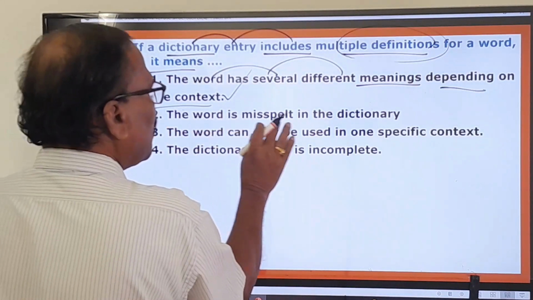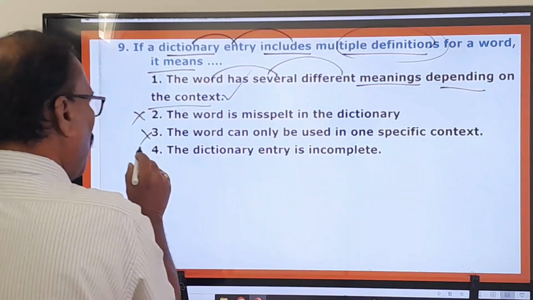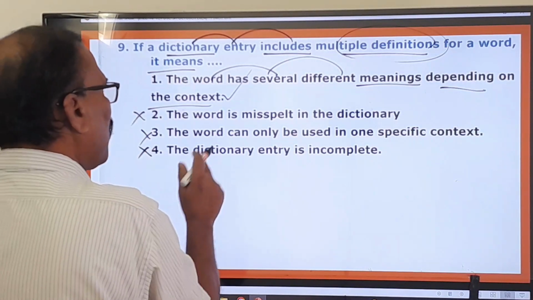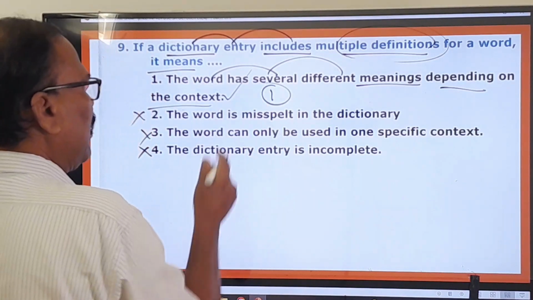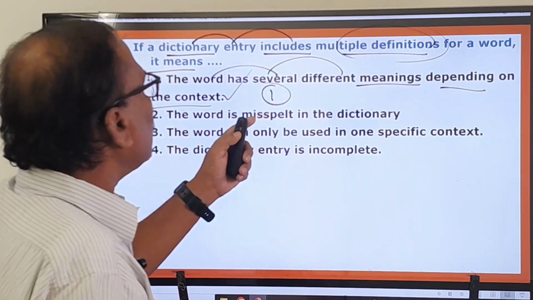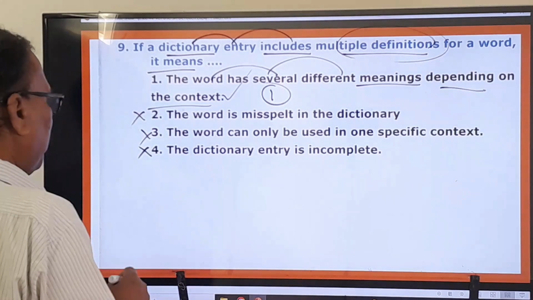Second one is the word is misspelled in the dictionary. No. The word can only be used in one specific context, no. Second one, third one, fourth one are wrong. Only the first one is the right one. That is only the meaning of the multiple definitions included in the dictionary, right? You go to the next question.